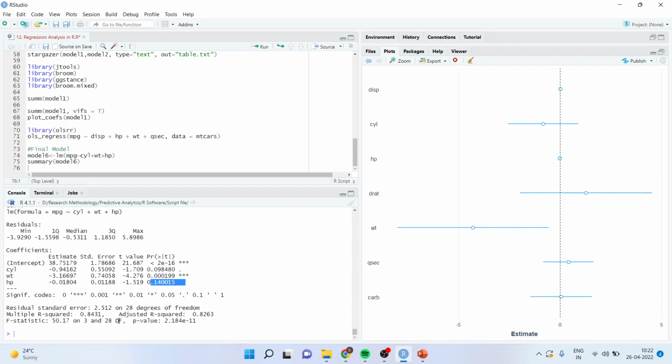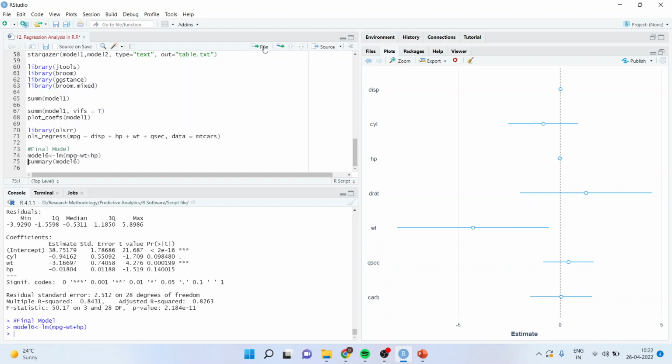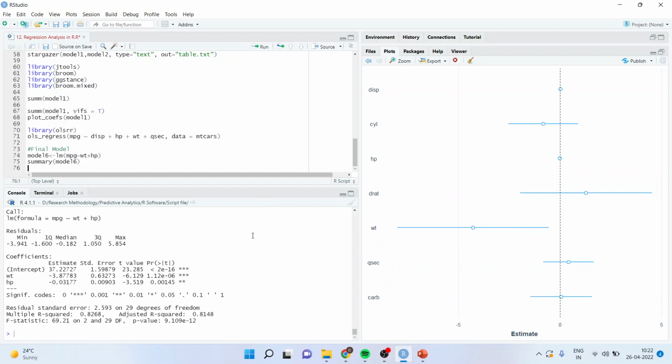R square and multiple R square and adjusted R square are more or less nearer to each other. Let me remove cylinder also now, and let me talk about only weight and HP. I'll run it. Now let me see, is the model significant or not? P value highly significant. See the difference between R square and adjusted R square. It is more or less nearer to each other. Individual variables, are they significant? All are in 3 stars. It means that this model is highly reliable model.